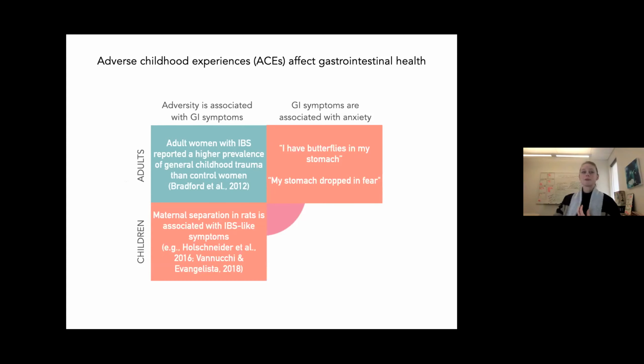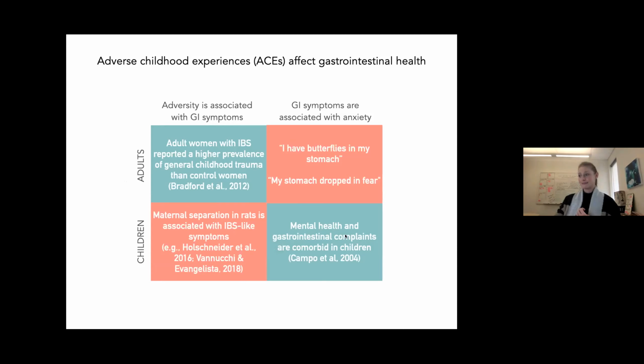From animal models, we know that early separation from the caregiver, so maternal separation in rats, is associated with irritable bowel syndrome-like symptoms in early development. And we also know that anxiety and gastrointestinal complaints are actually very common together. They're comorbid in children. In fact, gastrointestinal complaints that are unexplained by a clear medical cause, that is, they don't have an organic origin, are very, very common presentations to primary healthcare facilities. So lots of children have these unexplained tummy aches. And the thinking is that they may be really tightly associated with mental health too.